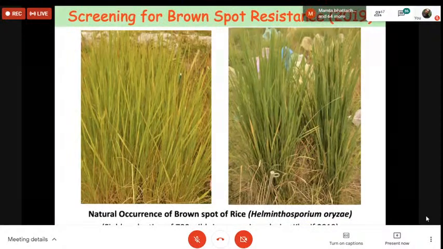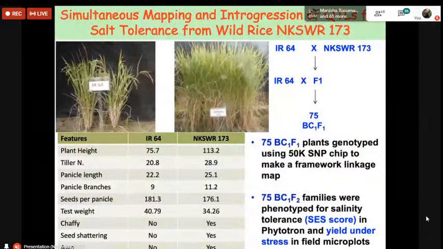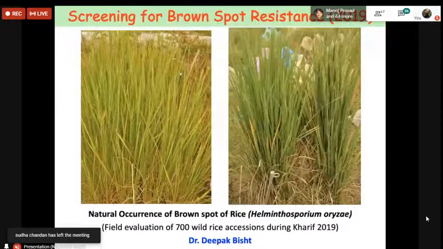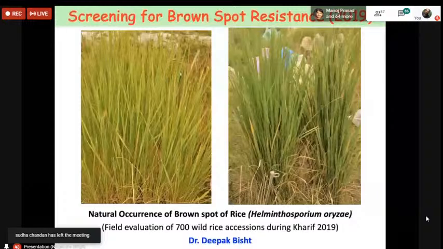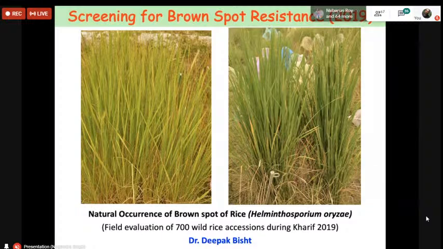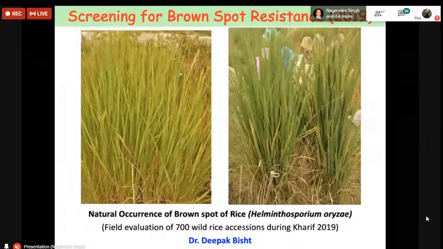Then last year we had a lot of infestation with brown spot disease. We planted 700 of our wild rice at IRRI. Most of them were infected heavily with this brown spot, but there were certain lines which were highly tolerant. So again, for any trait we have screened, we found lines at both extremes, more susceptible than the cultivated and more tolerant than the cultivated. So this is definitely going to give us new genes, but there is a process for that. We have to map it, then fine map it and try to identify the gene behind it, or at least have the QTL which you can transfer.